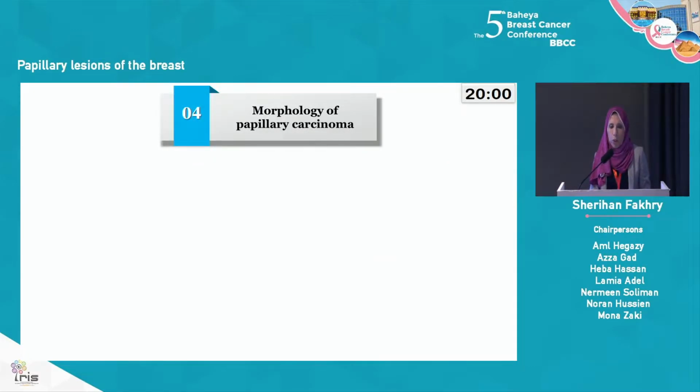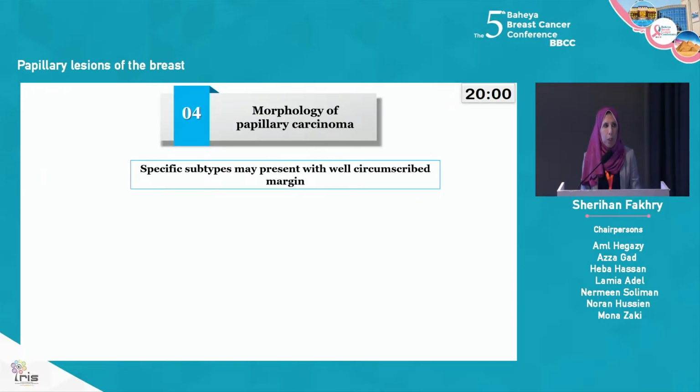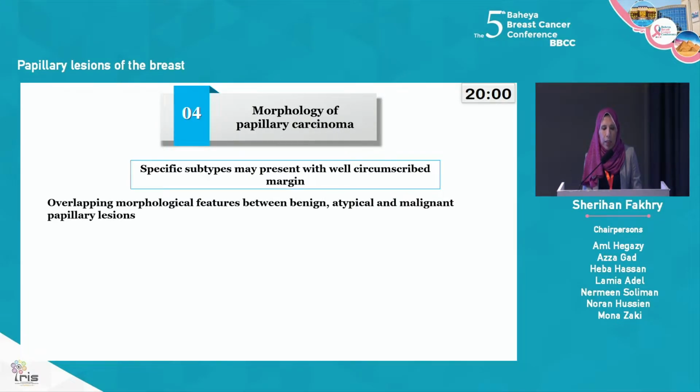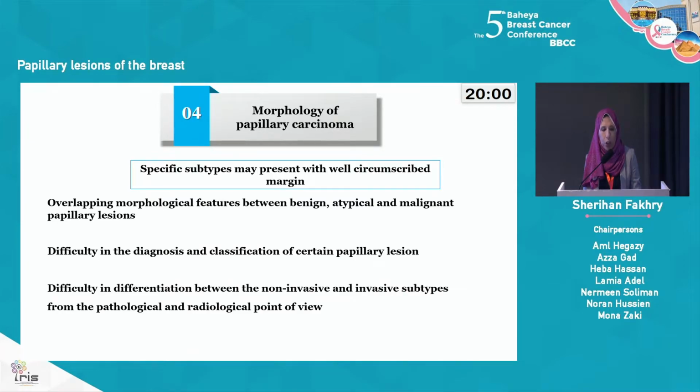According to the morphology of papillary carcinoma, there are specific subtypes that may present with well-circumscribed margins, and this poses a diagnostic challenge from the radiological and the pathological point of view, as there might be overlapping morphological features between benign, atypical, and malignant papillary lesions. There might be difficulty in the diagnosis and classification of certain papillary lesions, and also in the differentiation between the non-invasive and invasive subtypes.